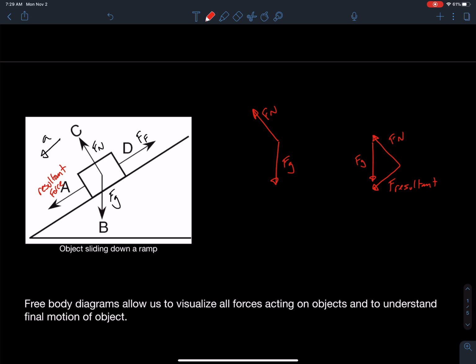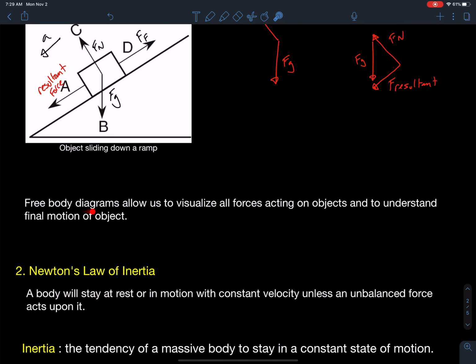Almost like what I can say is the applied force. It's the applied force, but it's a combination of the force of gravity and the surface pushing at an angle that creates that resultant force, or that applied force. And that force needs to be greater than the force of friction for it to accelerate downwards. Okay, so free body diagrams allow us to visualize all forces acting on objects to understand the final motion of objects. Okay, that's really, really important.